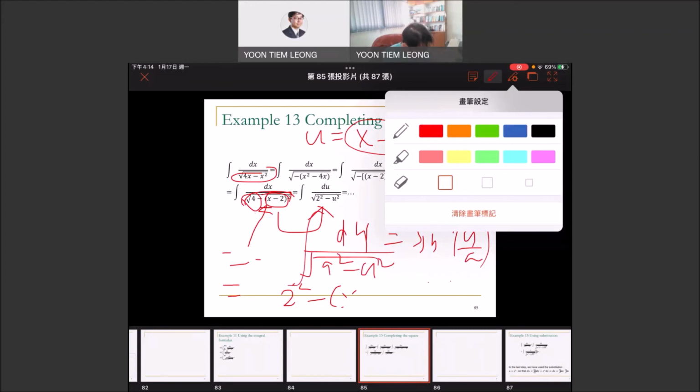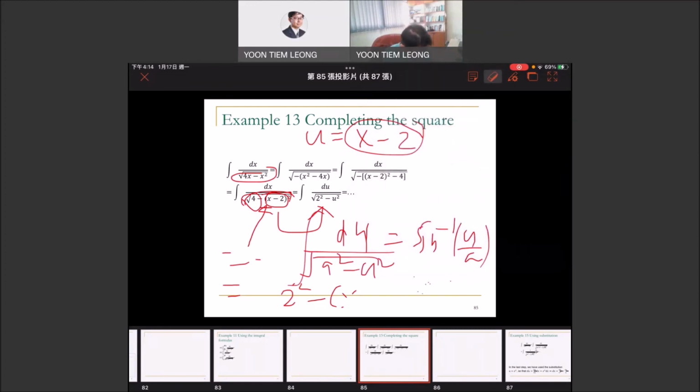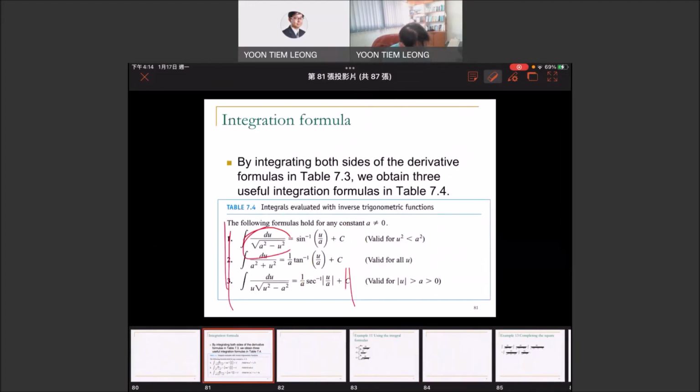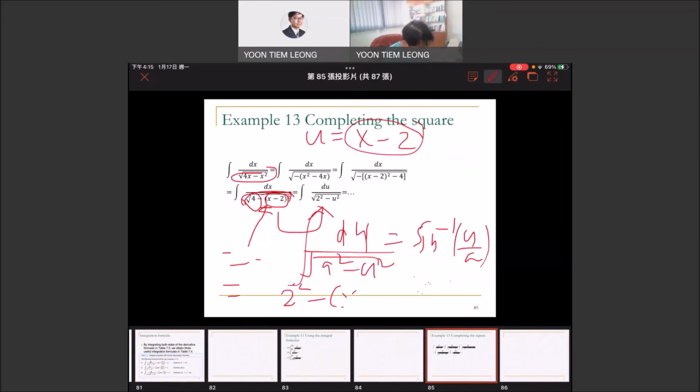But before I proceed, I just want to double check my formula if it's correct. So I think the formula is arcsine of u over a. Yeah, I think this is the one that I'm looking for. So here the answer for this is equal to arcsine of u over a. Here the u is just u, a is equal to 2, right? So that is the answer.